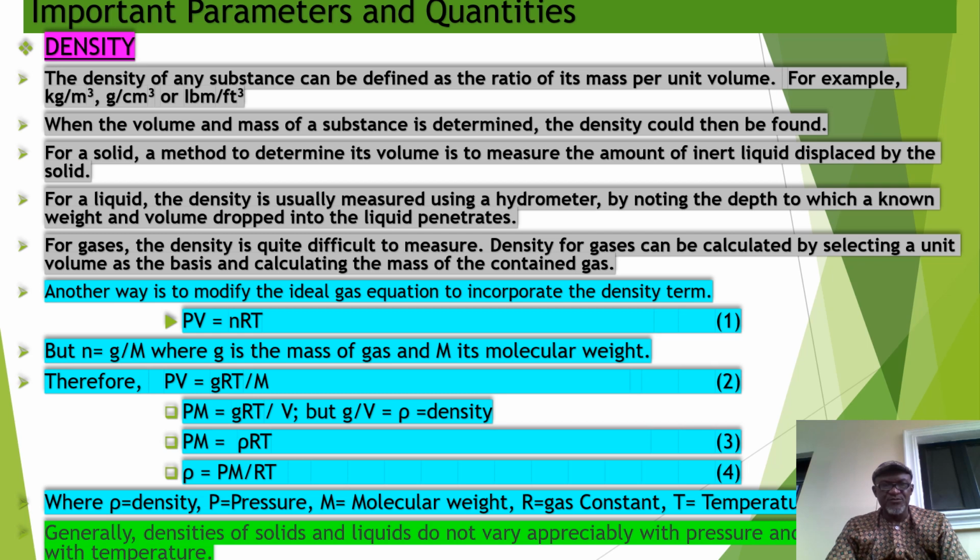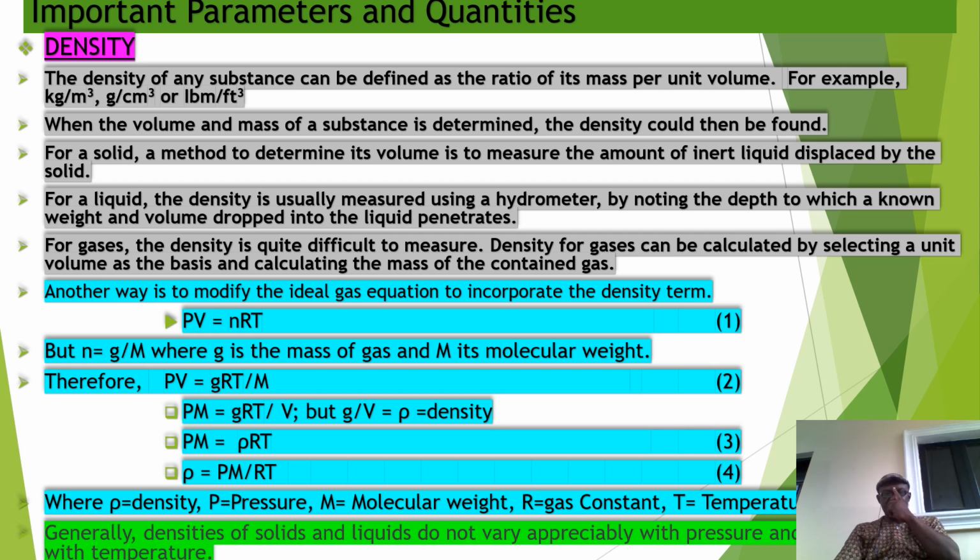For a solid, the method to determine it is the amount of inert liquid displaced by that solid. These are elementary means of determining this. For a liquid, we use a hydrometer, and for gases, it's quite difficult to measure. Density of gases we can calculate by selecting a unit volume as the basis and calculating the mass of the contained gas. But another way is to modify the ideal gas equation.